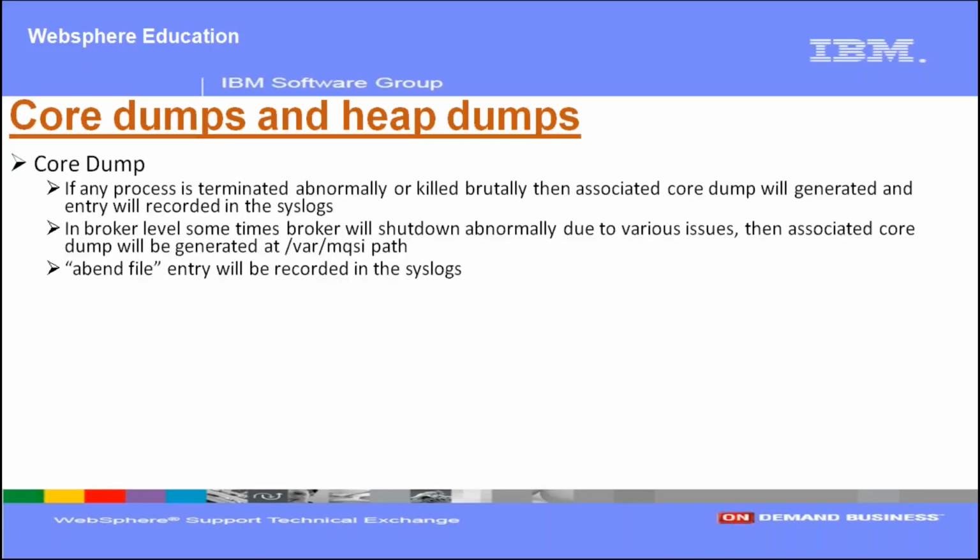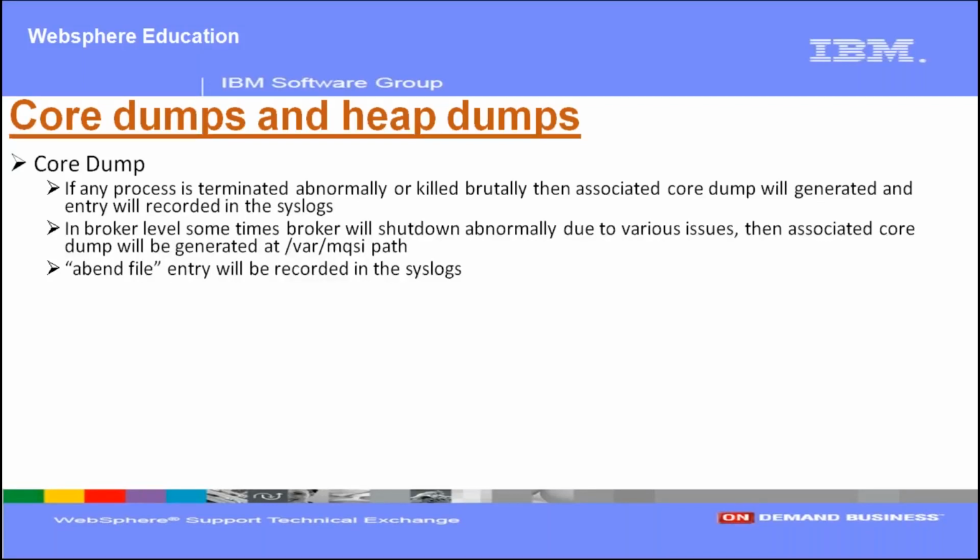See, the abend file is something. So tell me one thing. Whenever a core dump is generated, how can we know that a core dump is generated? You said port conflict.